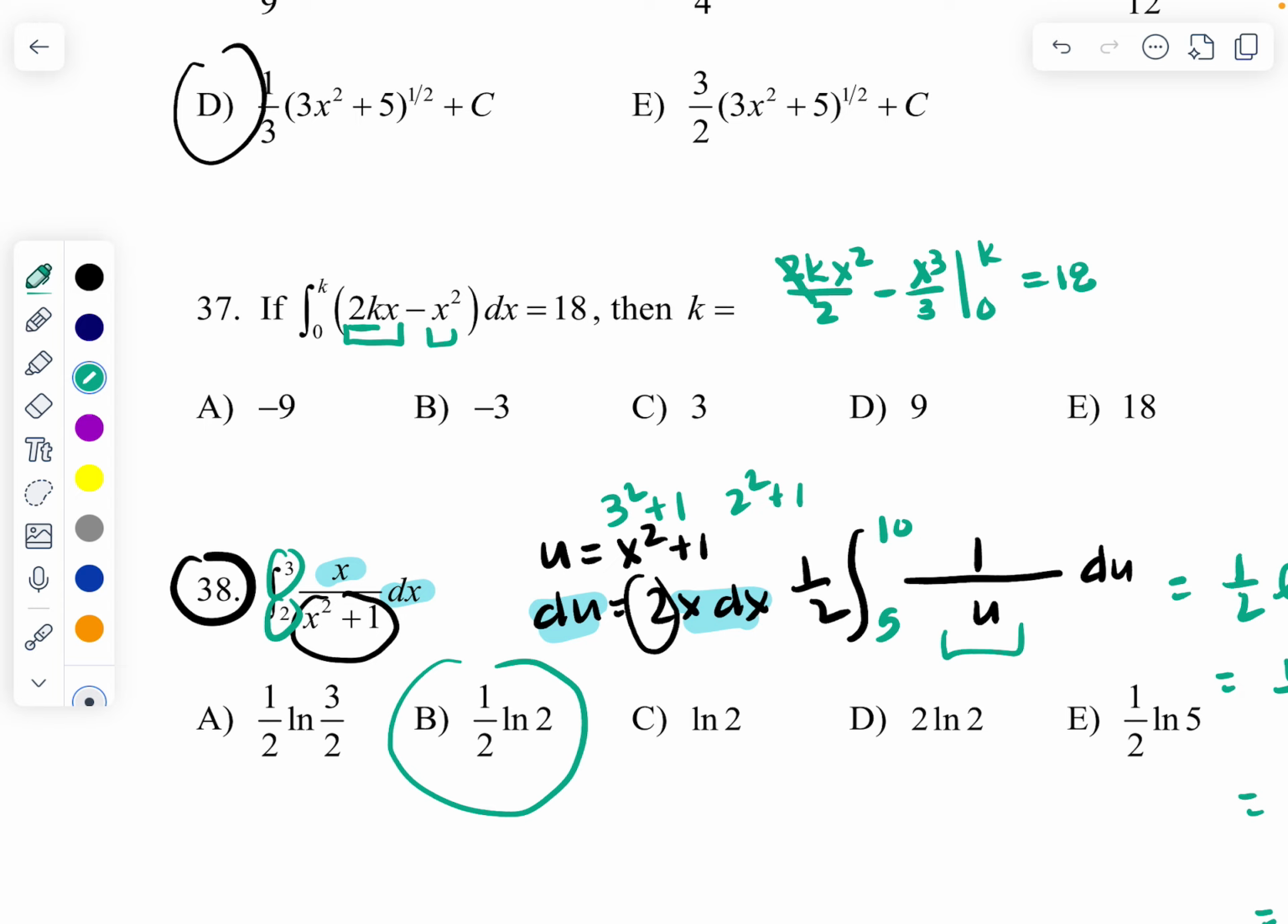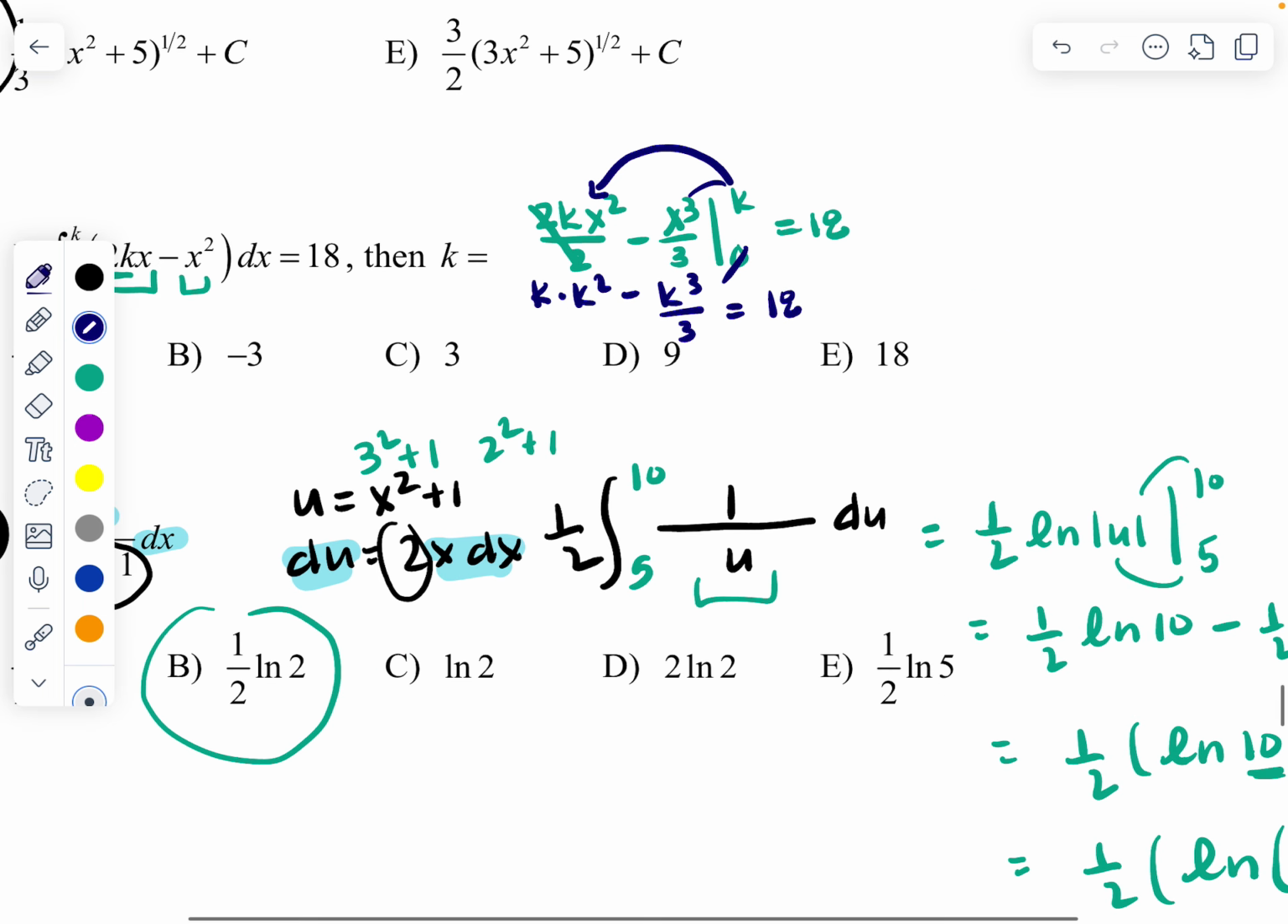Okay, so this cancels out. If I put the 0 in, it's going to zero everything out, so I can get rid of that. So let's just put the k in. If I put a k in here, I'm going to get k times k squared minus k cubed over 3 equals 18. So what do I have left now? Sorry, this is an 18. It looks like a 6. Okay, k times k squared is k cubed. So k cubed minus k cubed over 3 is 18.